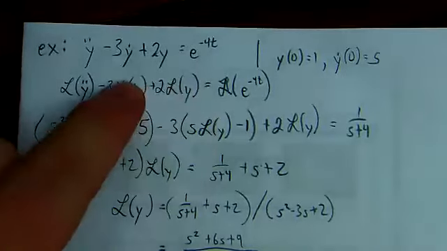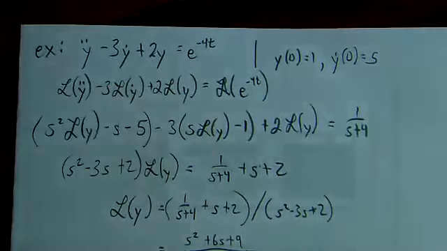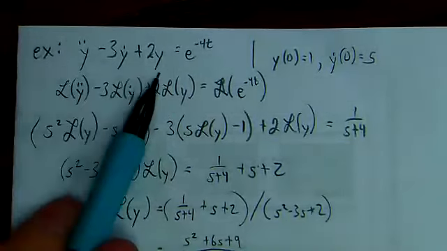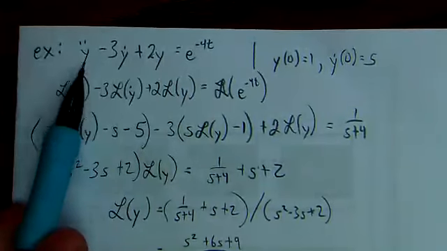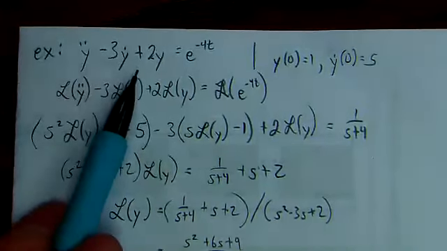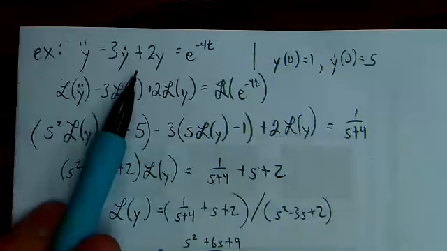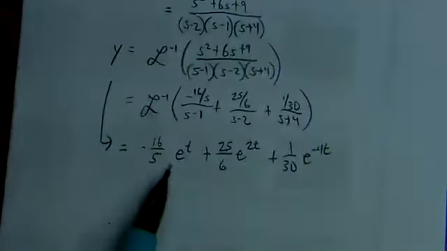Looking at this differential equation, if I had solved the homogeneous portion using a characteristic equation, this would have been r squared minus 3r plus 2, which factors into (r minus 2)(r minus 1). So positive 2 and positive 1, e to the 2t and e to the t. My solution has both of those terms here.